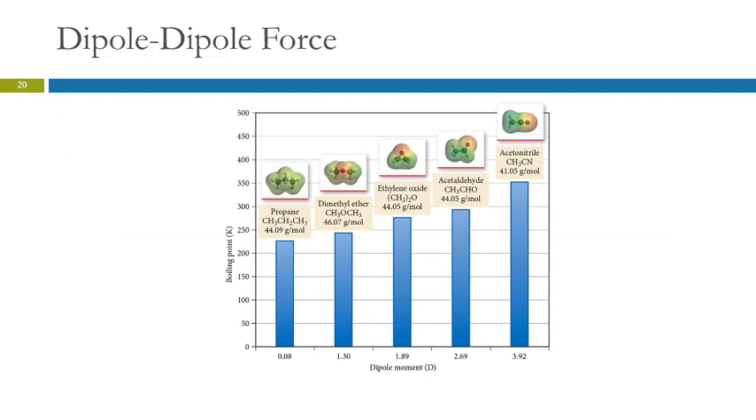So here's a graph comparing the difference in boiling point based on dipole moment of these different molecules. So we've got some molecules here that are very similar in molar mass, so we've taken that out of the question. And here we're looking at dipole moment, down here. So as these become increasingly polar, from 0.08 up to 3.92, we see that the boiling point increases as the molecules become more polar.